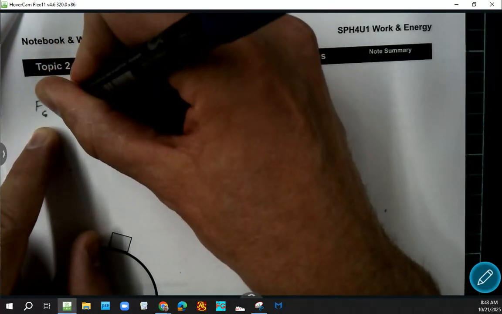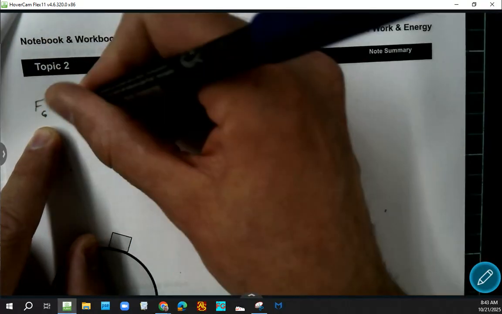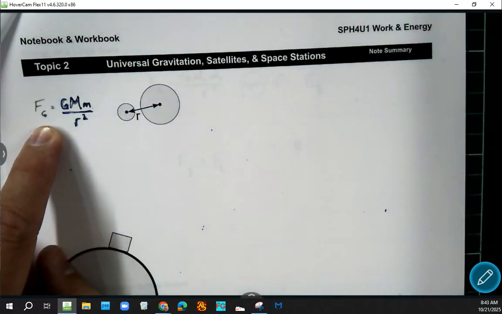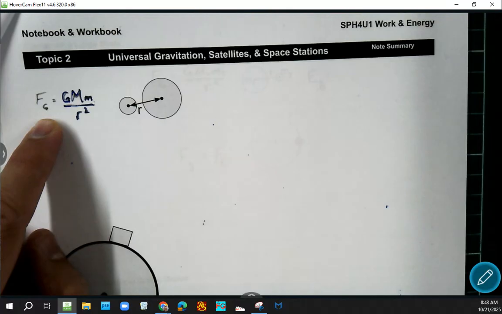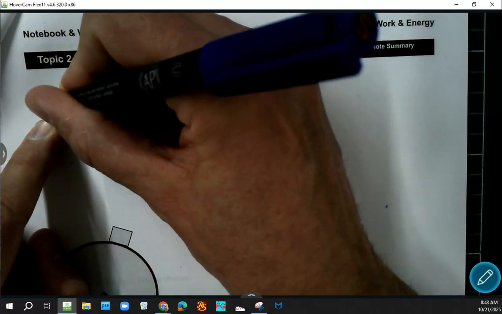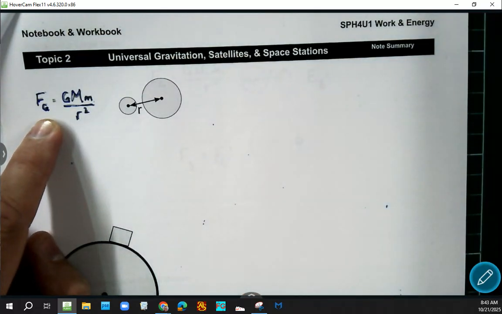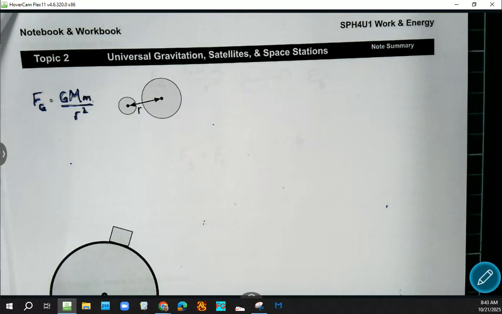And I'm going to use big G, the universal gravitational constant, over r squared. When I'm talking about these large scale systems, planetary scale stuff, I'm going to use subscript g for gravity. When we're near the surface of a planet, I may use lowercase g. Okay, just to differentiate in terms of the notation.